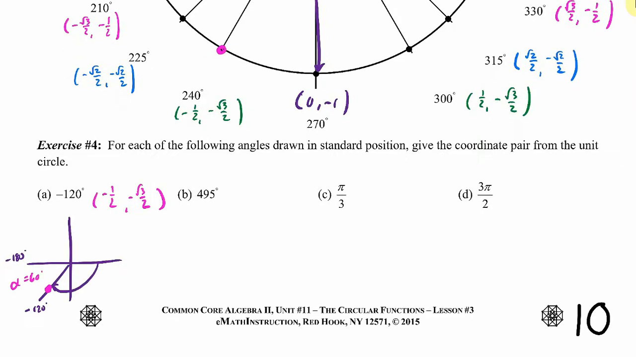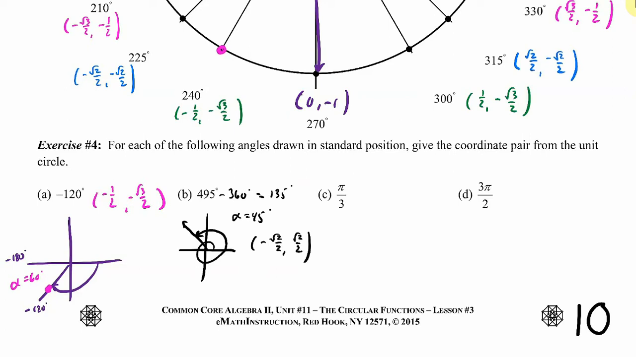Part B, 495 degrees. First thing we got to do is subtract 360 from that, and that's the same as 135 degrees. So I'd have gone all the way around, plus another 135, taking me up into quadrant 2. This is going to have a reference angle of 45 degrees. So I know it's going to be radical 2 over 2 and radical 2 over 2. I went left, so negative radical 2 over 2 for x. I went up, positive radical 2 over 2 for y.